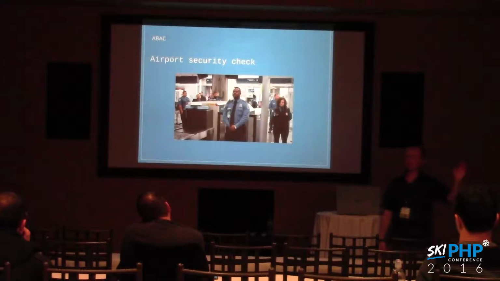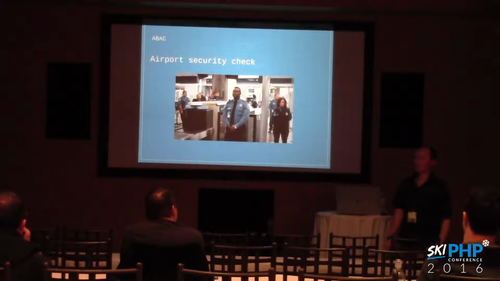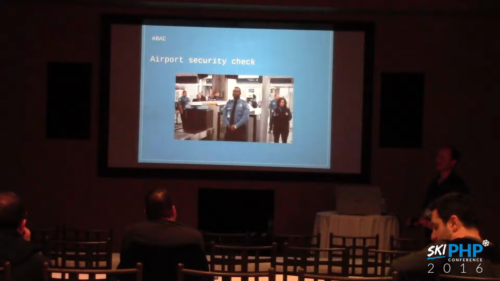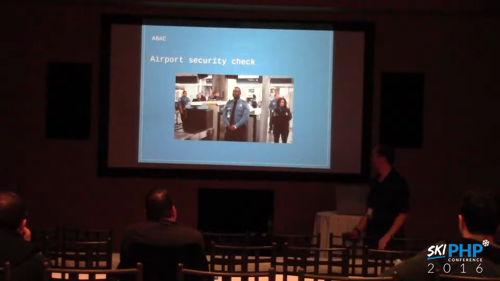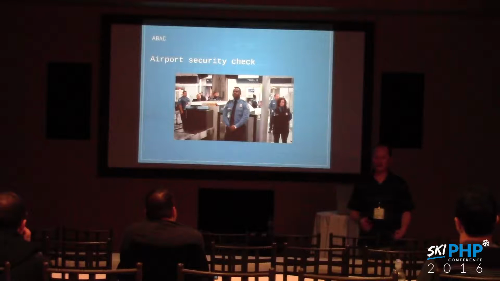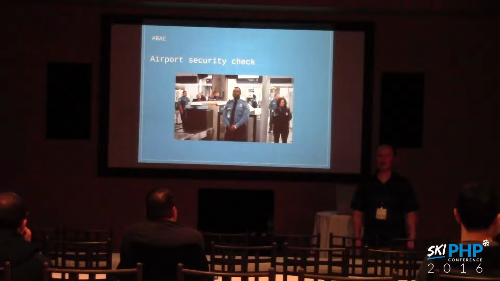Airport security. Who went through airport security recently? I'm local, so I didn't. But if you fly, this is a classic example of attribute based. You have to be either going on a flight or accompanying a child on a flight. And you can't have your liquids with you, or they have to be in a bag. Those different attributes have to be met in order to get through the security line.